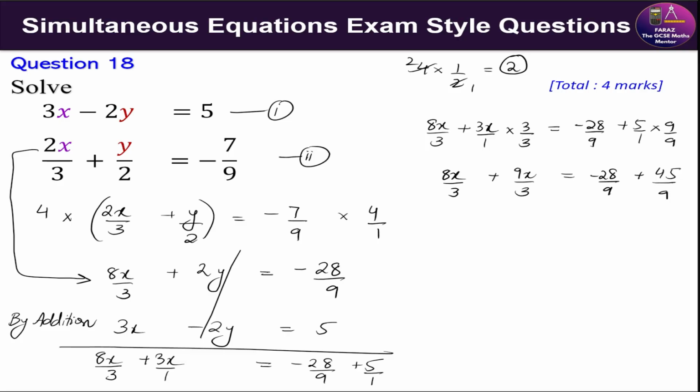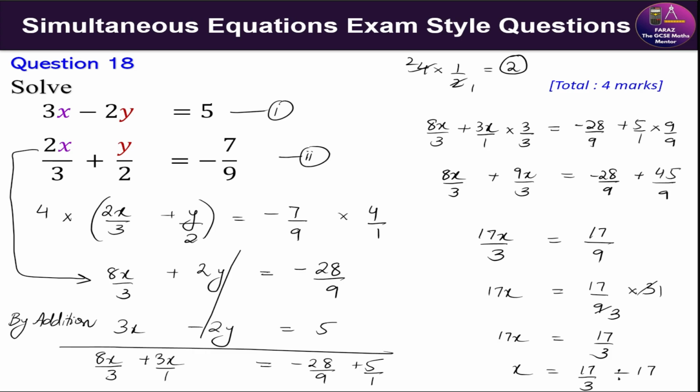Now 8x plus 9x, that would be 17x over 3 equals negative 28 plus 45. So negative 28 plus 45 is plus 17 over 9. Solving it further, you have to multiply by 3 on both sides. It will give you 17 over 9 times 3, which means 3 into 1 is 3, 3 into 3 is 9. So 17x equals 17 over 3. Now dividing by 17 on both sides, it will give you x equals 17 over 3 divided by 17.